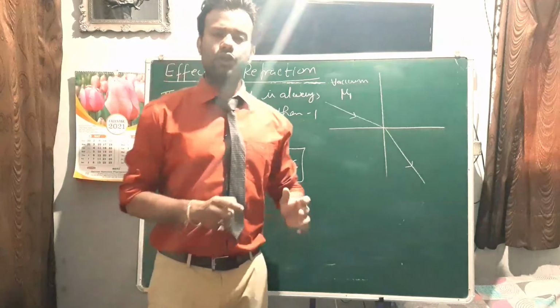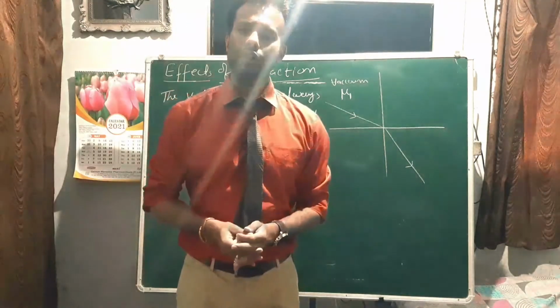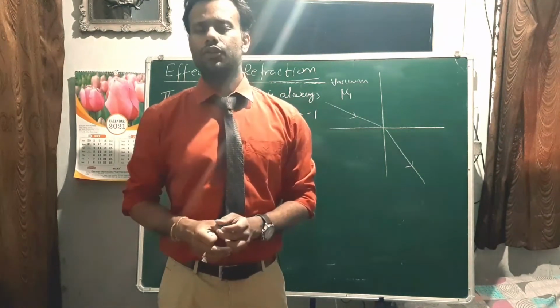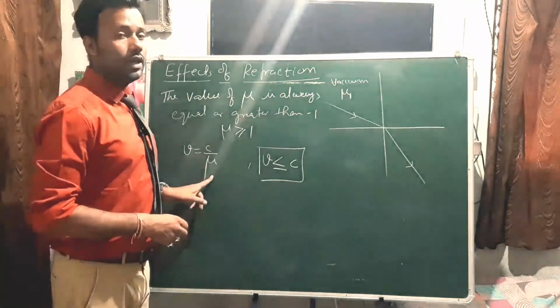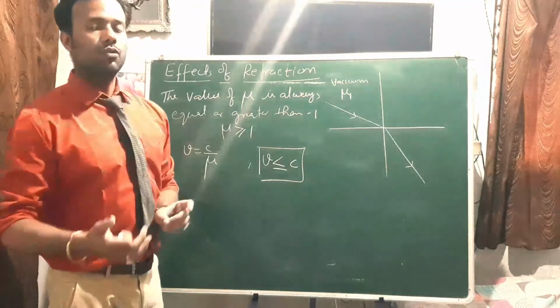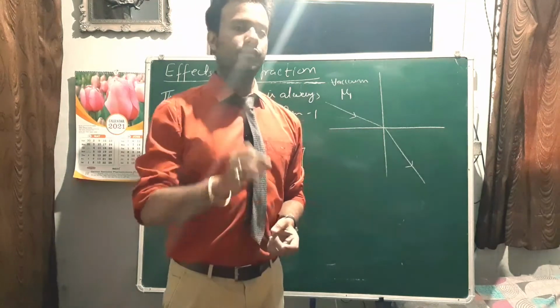Sometimes a question comes in the exam asking whether it is possible to have the value of mu less than 1. It's not possible. Why? If the value of mu is less than 1, it means the velocity in that medium will become more than the value of C, which is not possible. So this is a very important result.